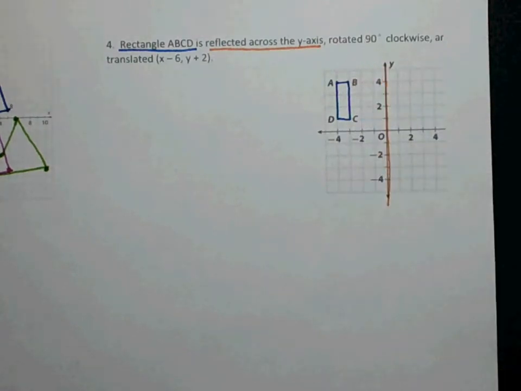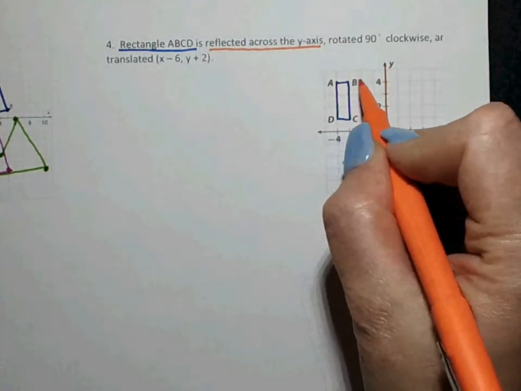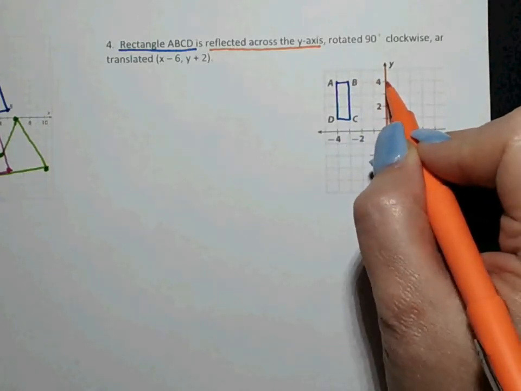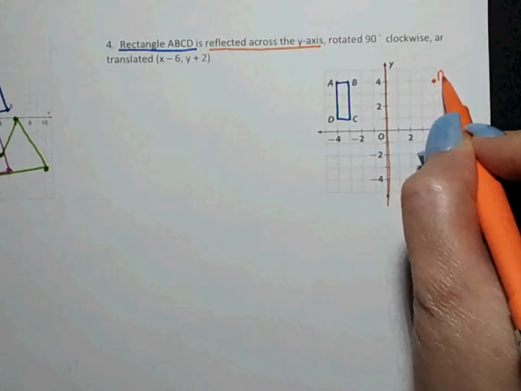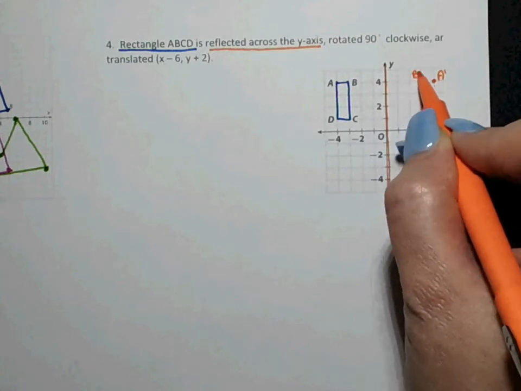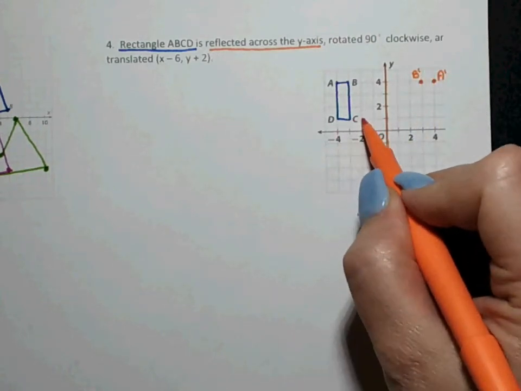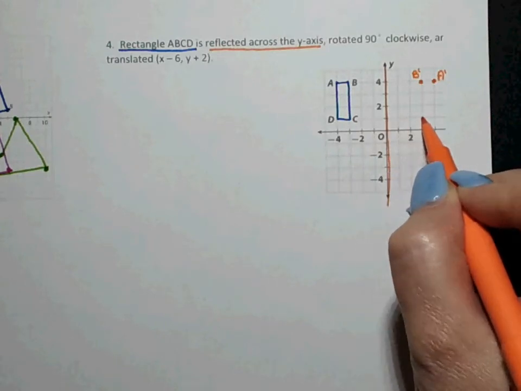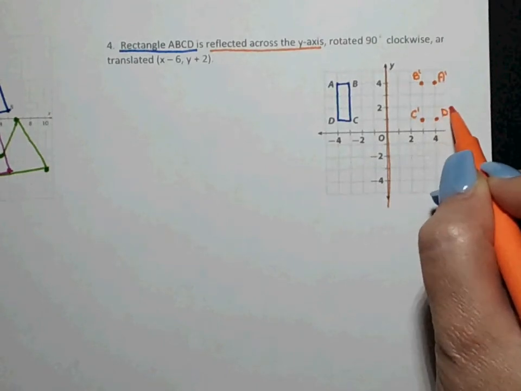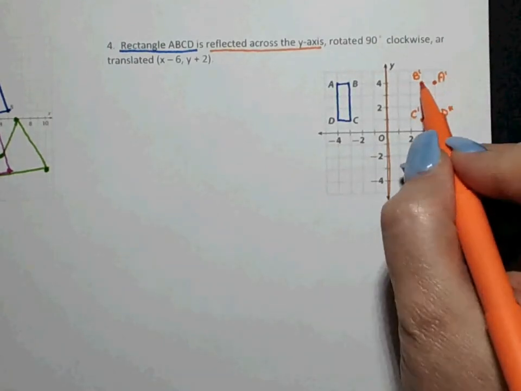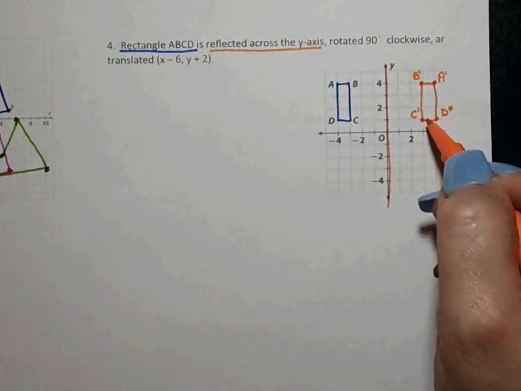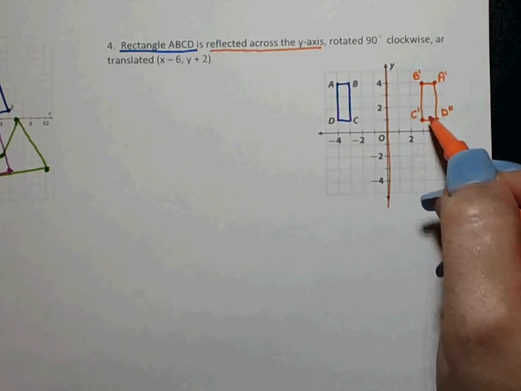So let's do our point A. So A is 1, 2, 3, 4 away on the left-hand side. So we're going to be 4 away on the right-hand side of that line. 1, 2, 3, and 4. Same thing for B. B is 3 away, so we're going to be 3 away on this side. For C and D, 1, 2, 3. So we're going to go 1, 2, 3 on this side. And then D is 4 away. 4 away on this side as well. Alright, connect my dots. And that is my image after a reflection across the y-axis.